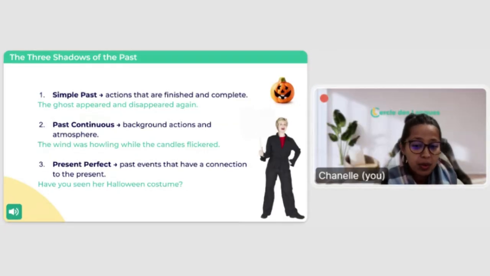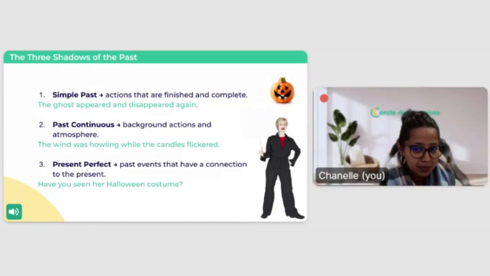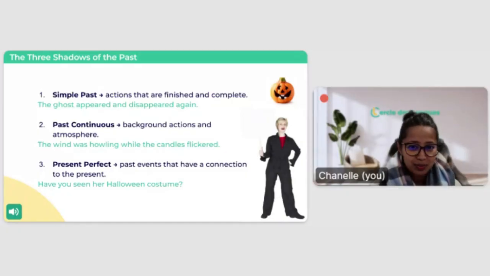And for the third, we will look at the present perfect. The present perfect helps us speak about past events that have a connection to the present. For example, have you seen her Halloween costume?